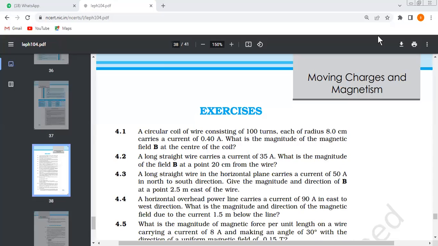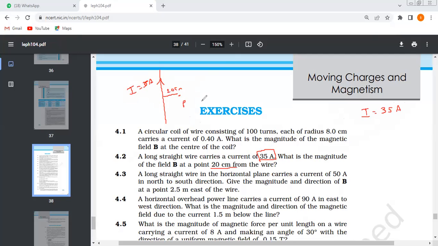See the second question. A long straight wire carries a current of 35 ampere. What is given? Current is given. So current I equals 35 ampere. What is the magnitude of the magnetic field at 20 centimeter from the wire? Imagine a wire carrying current of 35 ampere. Choose some point P, which is 20 centimeter away from the wire.